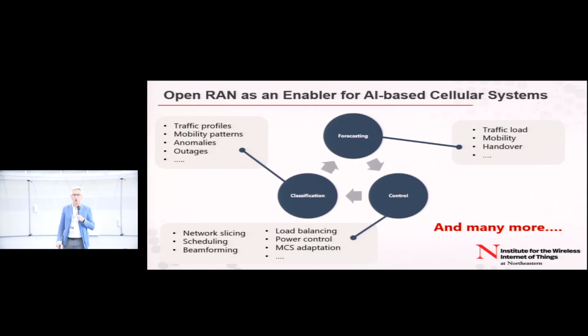So Open RAN is certainly an enabler for AI-based cellular systems. We're looking at a number of problems that can be categorized as problems related with classification, right? Extracting information at different levels of abstraction from the radio access network, using information for forecasting, for predicting traffic loads, the need for mobility, etc., and a number of control problems that span all the different layers of the protocol stack.